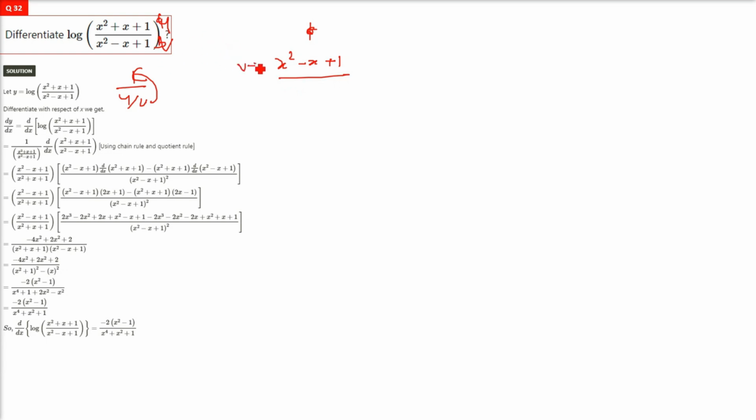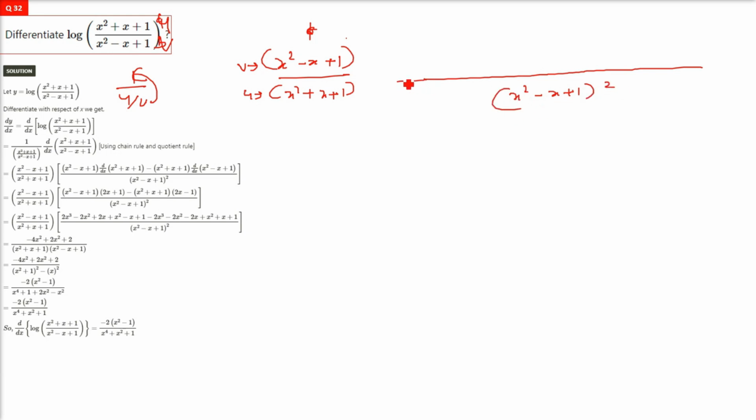So this is your first step. V will go up, u will go down. Why? Because this is just a reciprocal when you take log differentiation. X square plus x plus 1. Now this is done. This will remain like that. Now we have to differentiate this term. So I'll just tell you what we are going to apply. The algebra part I'm going to leave it for you. So we have the denominator square, x square minus x plus 1 whole square. Then we will put this x square minus x plus 1 and d by dx of x square plus x plus 1. So this is going to be 2x plus 1.